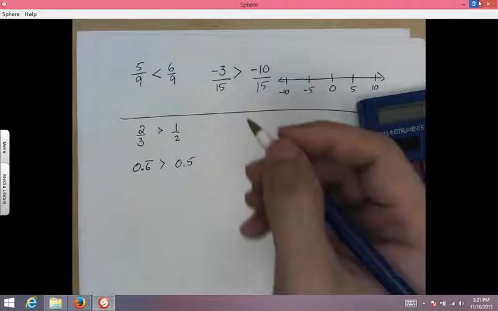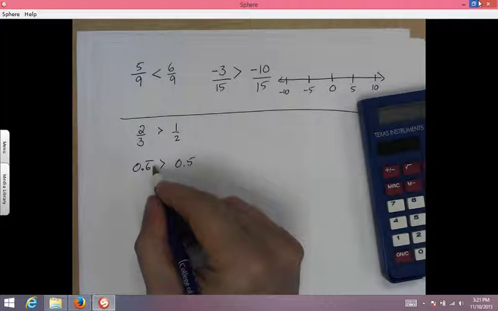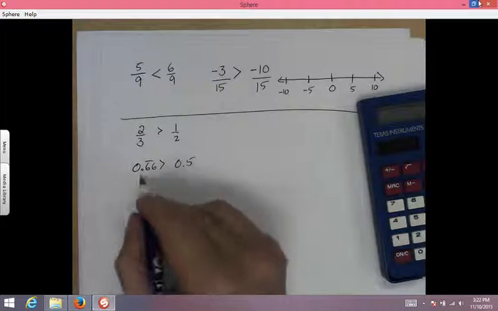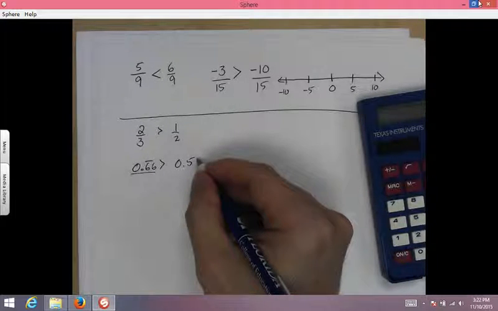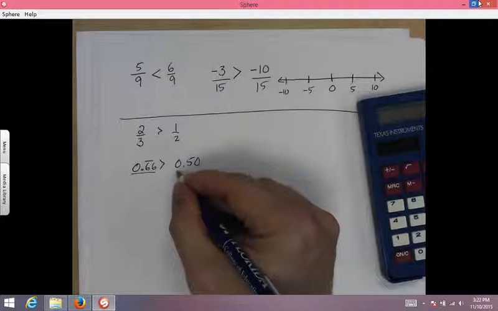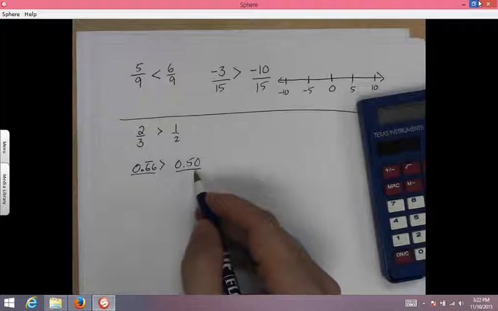If you were comparing money terms, since this is bar notation, the next number would be 6. So this would be 66 cents. And since this is a terminating decimal, the only number you can add on the end would be 0. So this would be 50 cents. Well, I'd rather have 66 cents in my pocket than 50 cents.